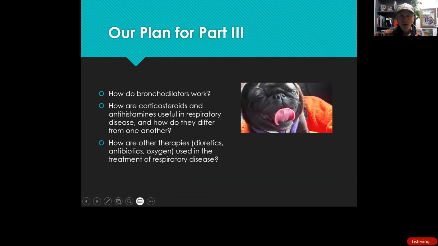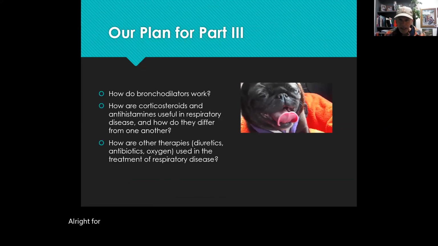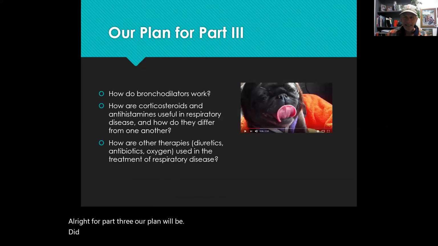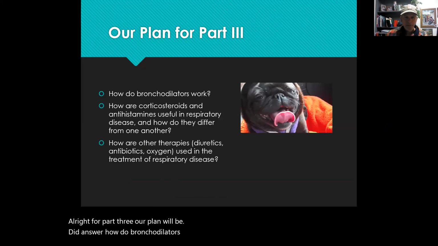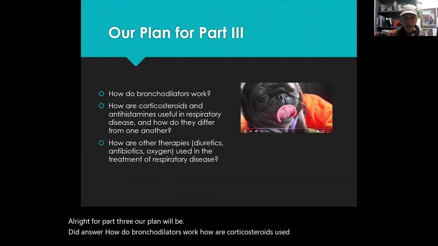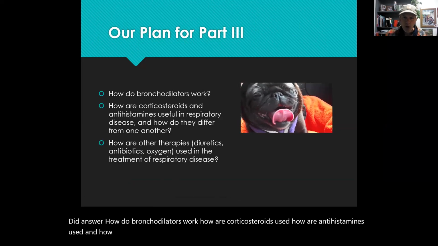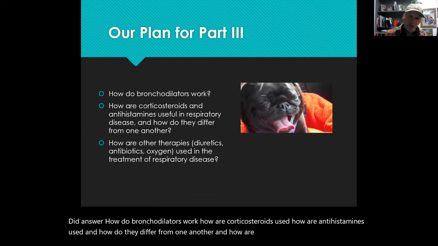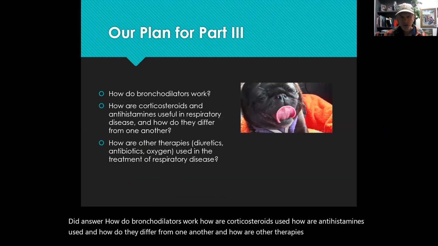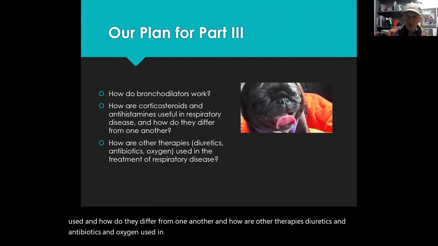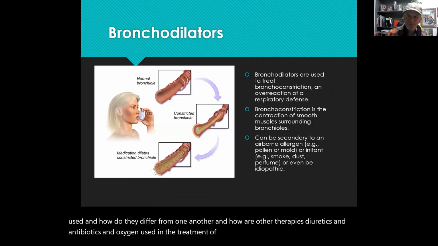All right, for part 3, our plan will be to answer how do bronchodilators work, how are corticosteroids used, how are antihistamines used, and how do they differ from one another, and how are other therapies like diuretics and antibiotics and oxygen used in the treatment of respiratory disease.